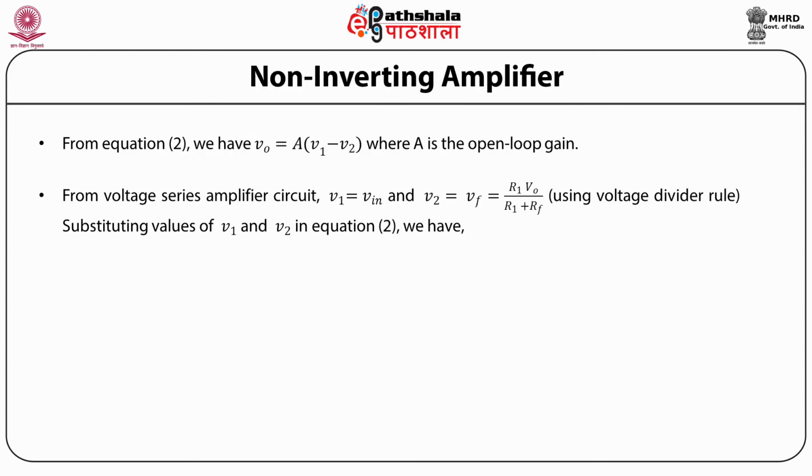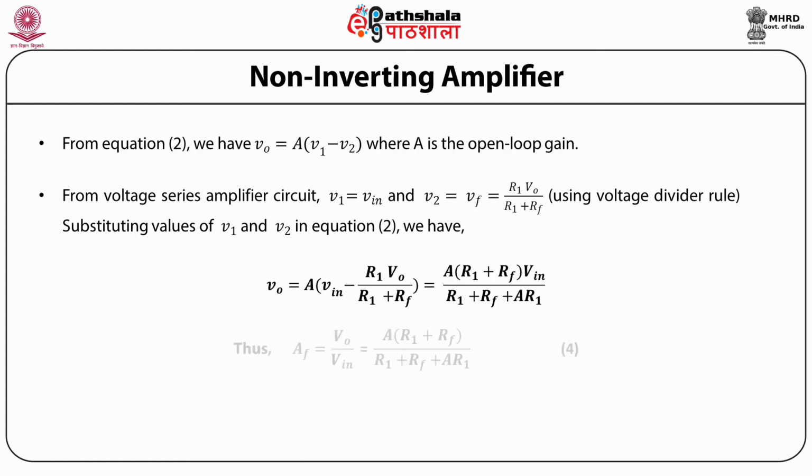Substituting values of V1 and V2 in equation 2, we have V0 is equal to A times within the brackets Vin minus R1 V0 by (R1 plus Rf), which gives A times (R1 plus Rf) into Vin divided by (R1 plus Rf plus AR1). Thus, closed loop voltage gain AF is equal to V0 by Vin, which is equal to A times (R1 plus Rf) divided by (R1 plus Rf plus AR1). This is the expression for closed loop voltage gain.